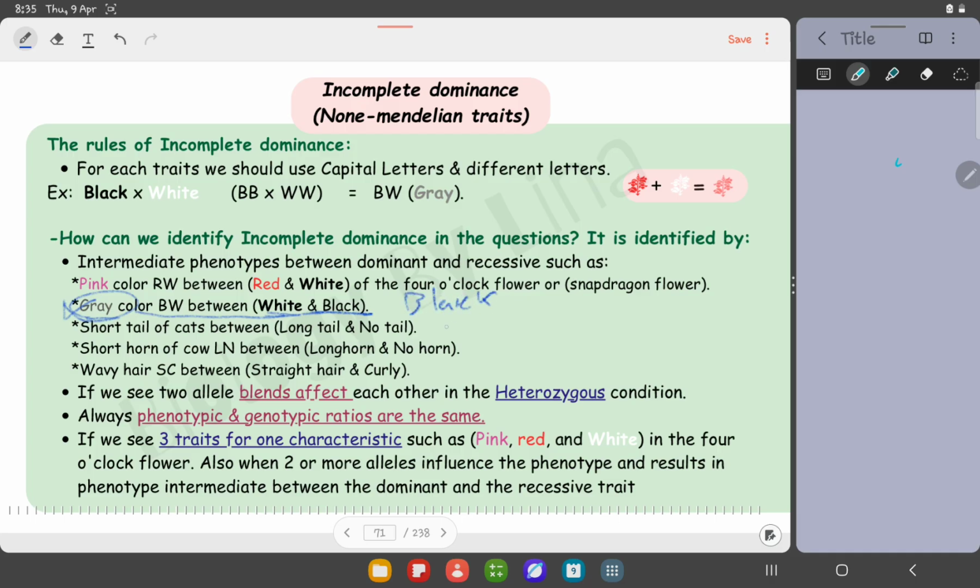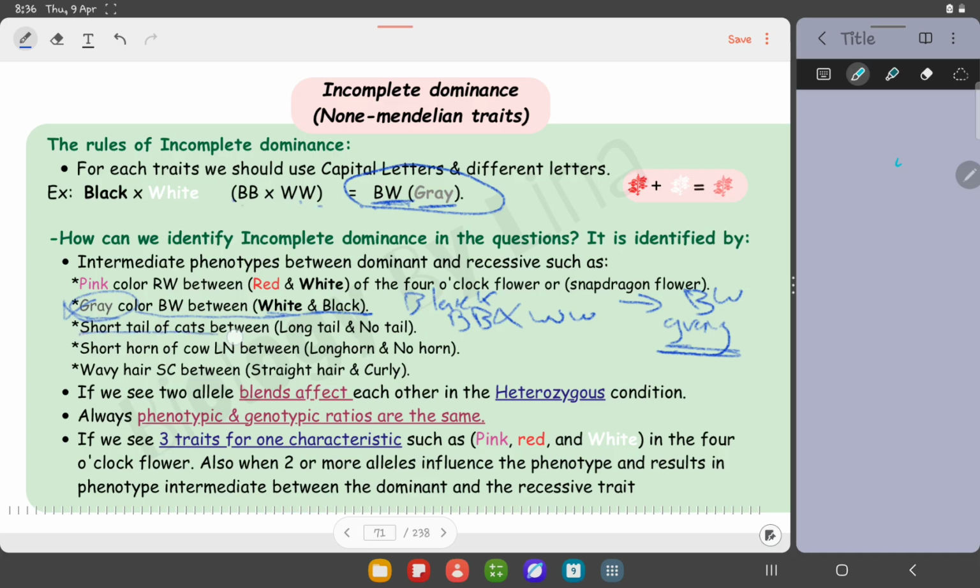The black will be B capital, B capital. The white will be WW. And if you cross both of them, we will get gray color. And the gray is intermediate or in between both of them, so it will be what? It will be incomplete dominance. Incomplete dominance is this trait, for example, which will be in heterozygous condition, and the phenotype of it will be intermediate or in between the phenotype of the parents.